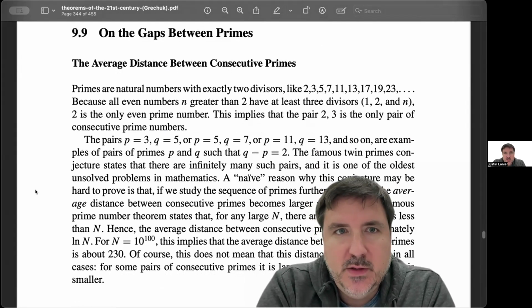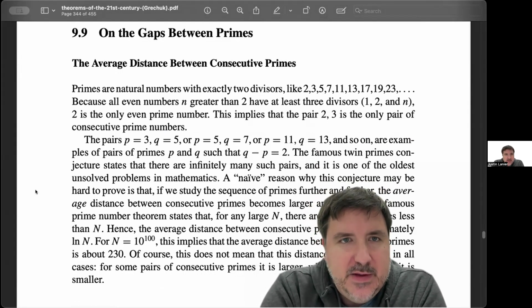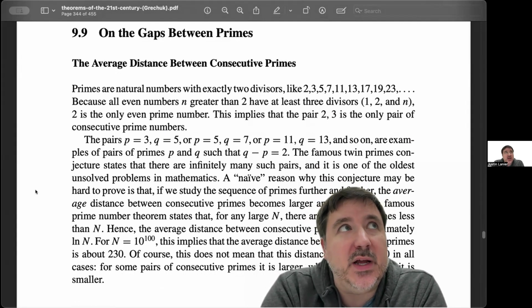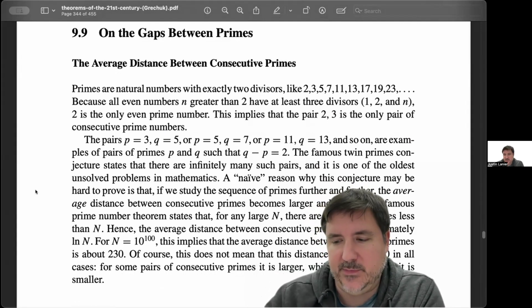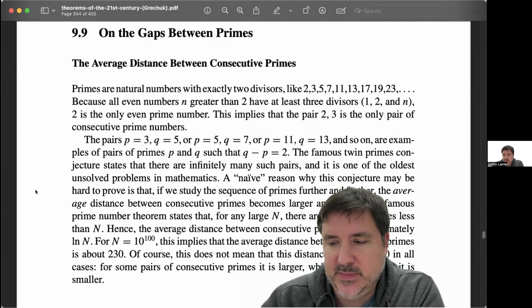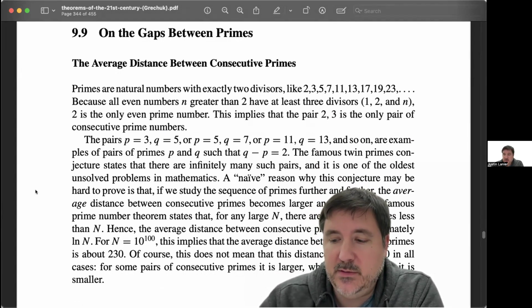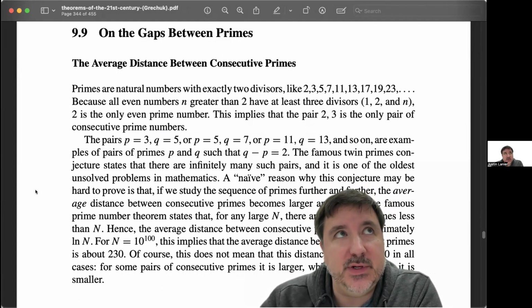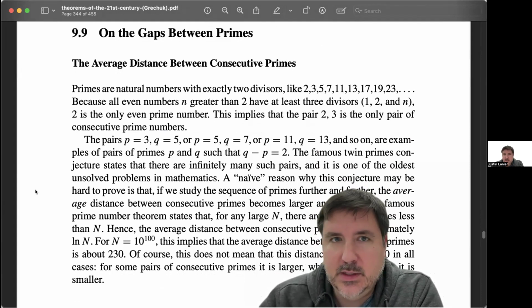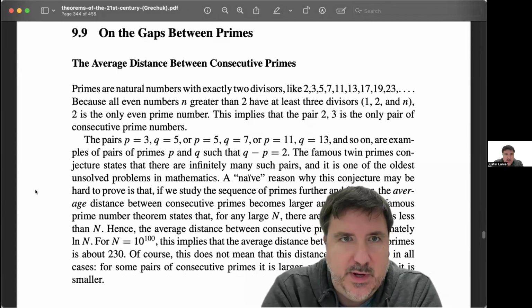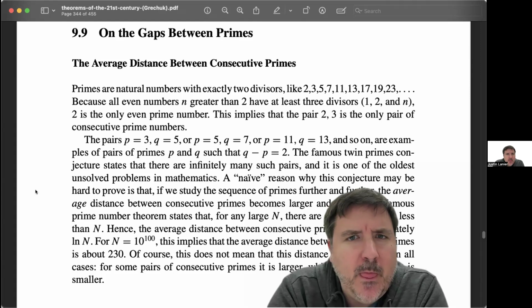Great. So let's see. The average distance between consecutive primes. Okay, so I can think of some consecutive primes like 3 and 5, or 23 and, not 25, 27, 29. So I guess the distance between 3 and 5 is 2, and 23 and 29 is 6. Okay, so we're thinking about what happens on average.